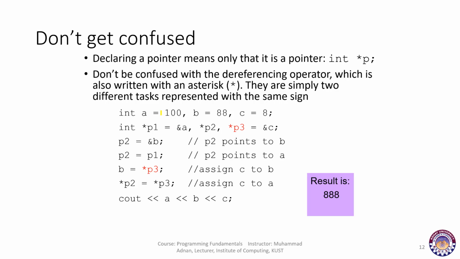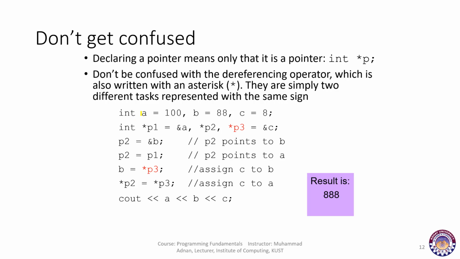Alright, so remember, do not get confused. Declaring a pointer means only that it is a pointer, for example, int asterisk p. Don't be confused with the dereferencing operator, which is also written with an asterisk. They are simply two different tasks represented by the same sign.